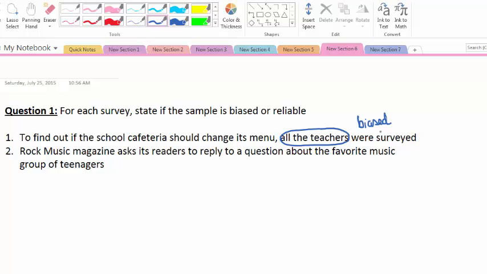Okay, number 2. Rock Music Magazine asks its readers to reply to a question about the favorite music group of teenagers. Again, I'm going to leave you for a few seconds. Tell me where is the keyword that can help me decide if it's biased or reliable.